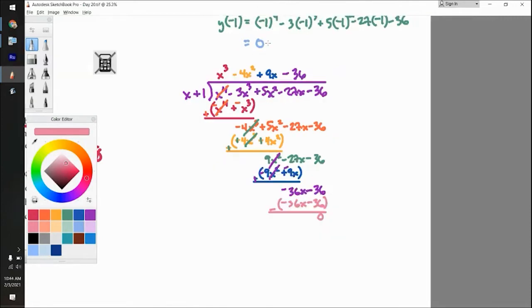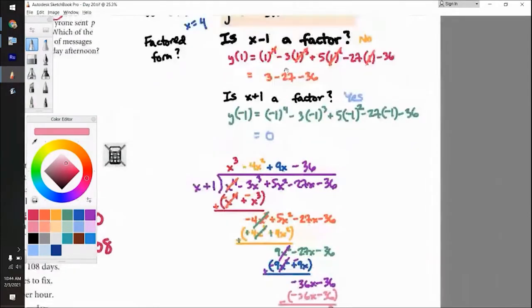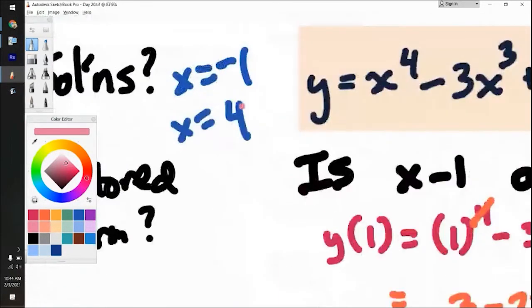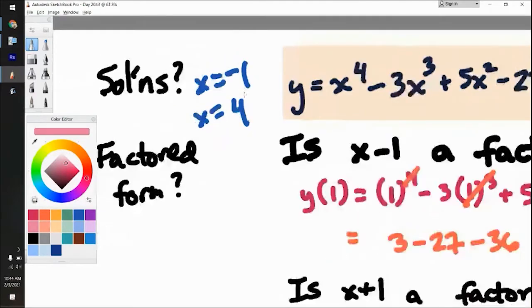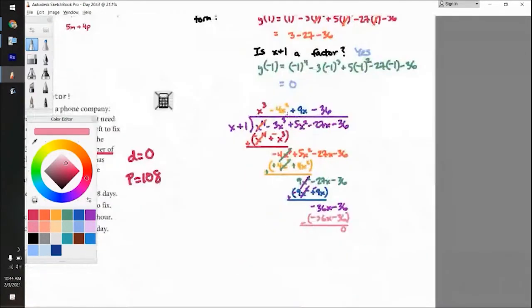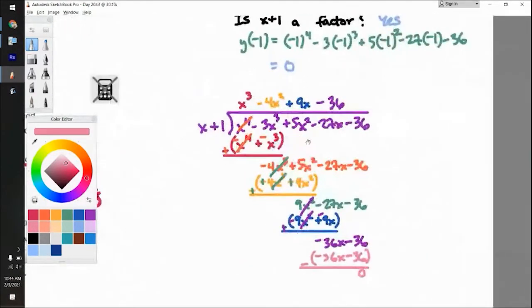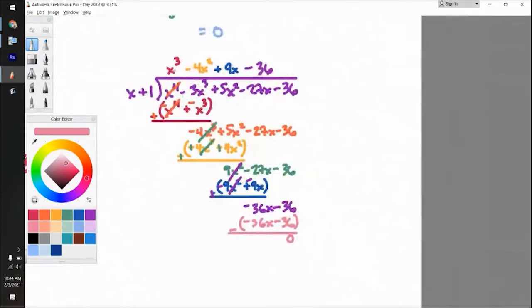Okay, x minus 4 is also a factor because when I graphed it, we got the solutions of -1 and 4. And if you remember, you can take the solutions and do the opposite sign. So it's x plus 1 and x minus 4 as your factors. So now what we're going to do is take our answer here, that x to the third minus 4x squared plus 9x minus 36, and we're going to divide this by x minus 4.